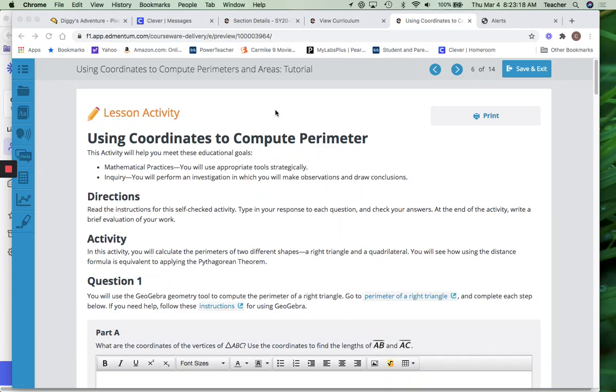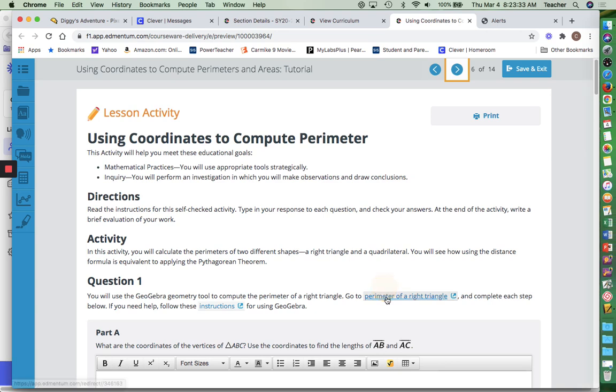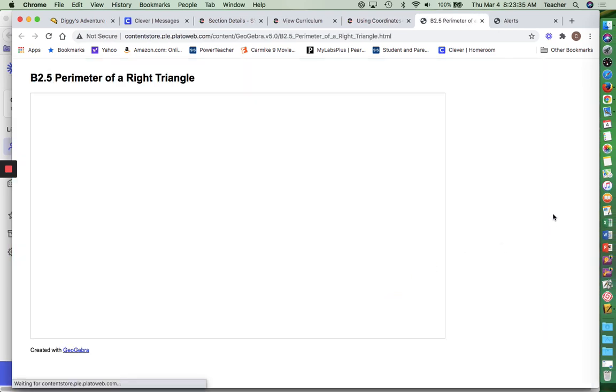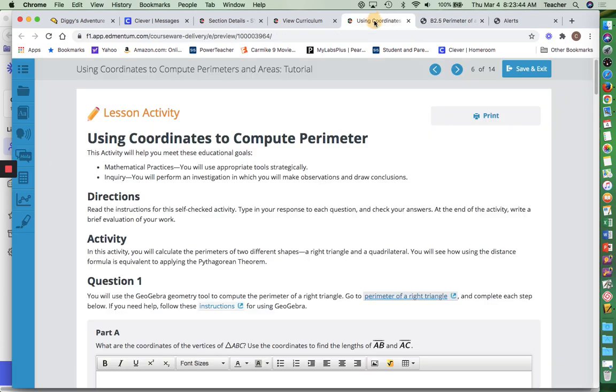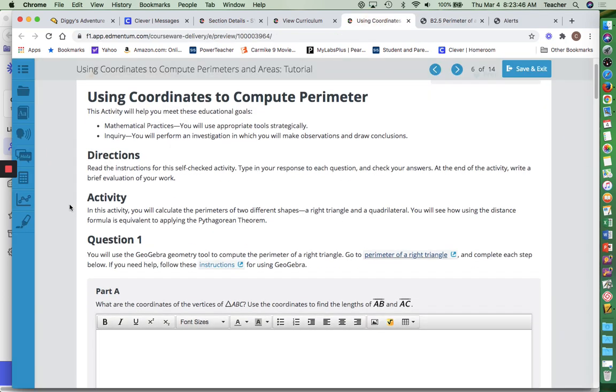Alright, you guys, we are in the next lesson, using coordinates to compute perimeter. Now, perimeter is something you learned back in middle school. It's when you add up all the sides of whatever kind of figure it is. I don't know what kind of figure we're about to look at, so I'm going to open it up and see what I'm looking at. Looks like it says right triangle. Now, perimeter means you have to have all three sides, and you add them together. So I'm sure we're going to be doing something like that.